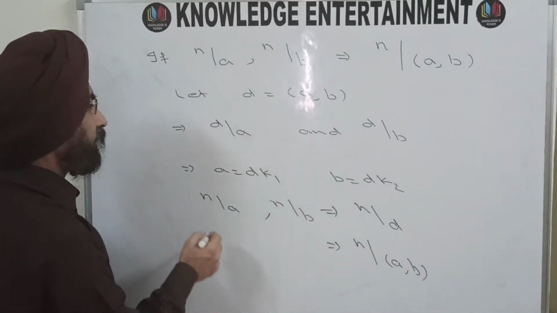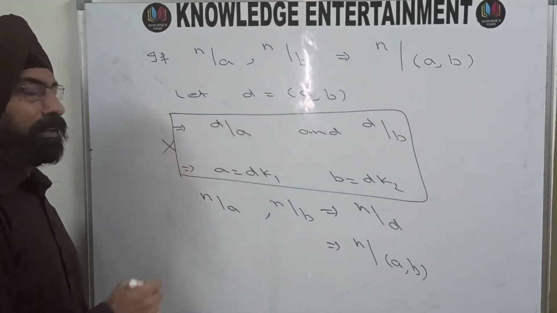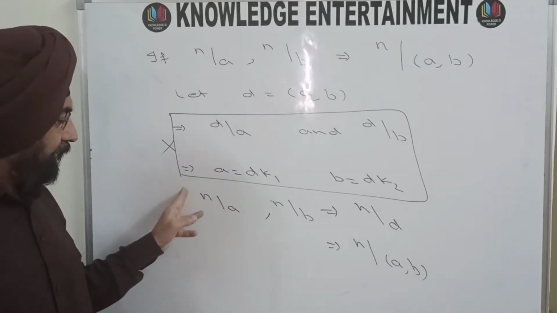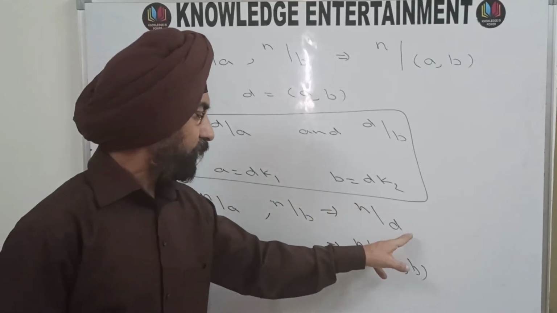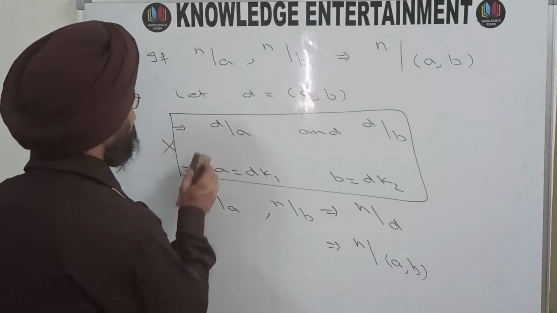In fact, in the proof, this step was not necessary. You can omit it, you can delete this part. You can directly move from here to here. Since n is a common divisor of A and B, n must divide the greatest common divisor of A and B by the definition of greatest common divisor.